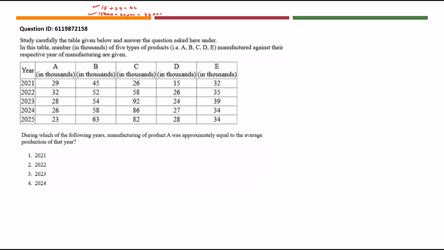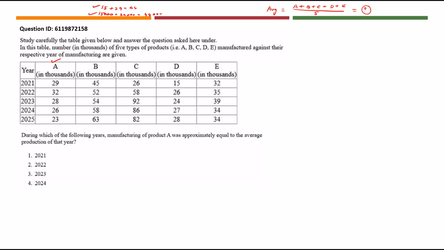During which of the following years manufacturing of product A was approximately equal to the average production of that year? How do you find the average production of a specific year? You have to calculate the production in terms of all the products A plus B plus C plus D plus E divided by 5. This average has to be calculated for every year. After that, you will get a specific value here. This value should be approximately equal to the A column's value.